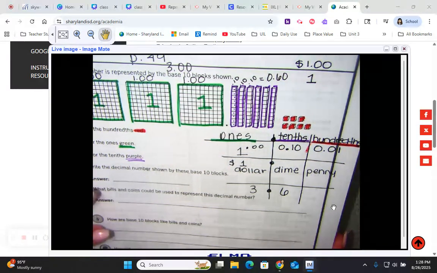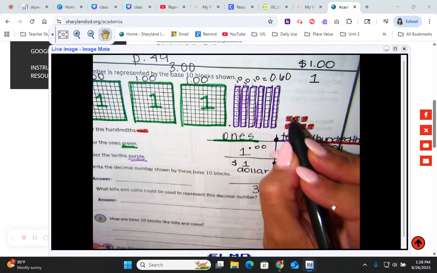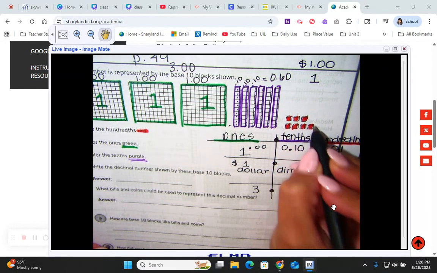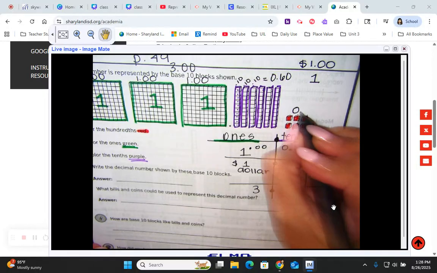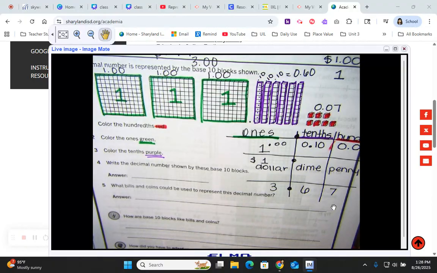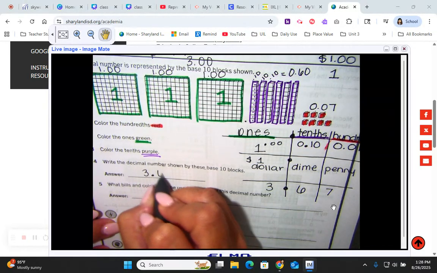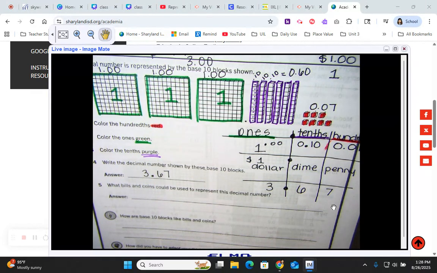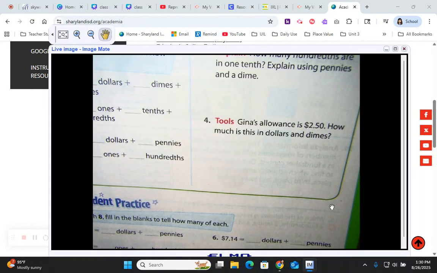Right, when we're done writing this, because I need you to fill this in. How many pennies do I have? 1, 2, 3, 4, 5, 6, 7 pennies. That's 7 hundredths, which is written as 0.07. When I add this whole thing together, how much do I have? What is the decimal number? 3.67.